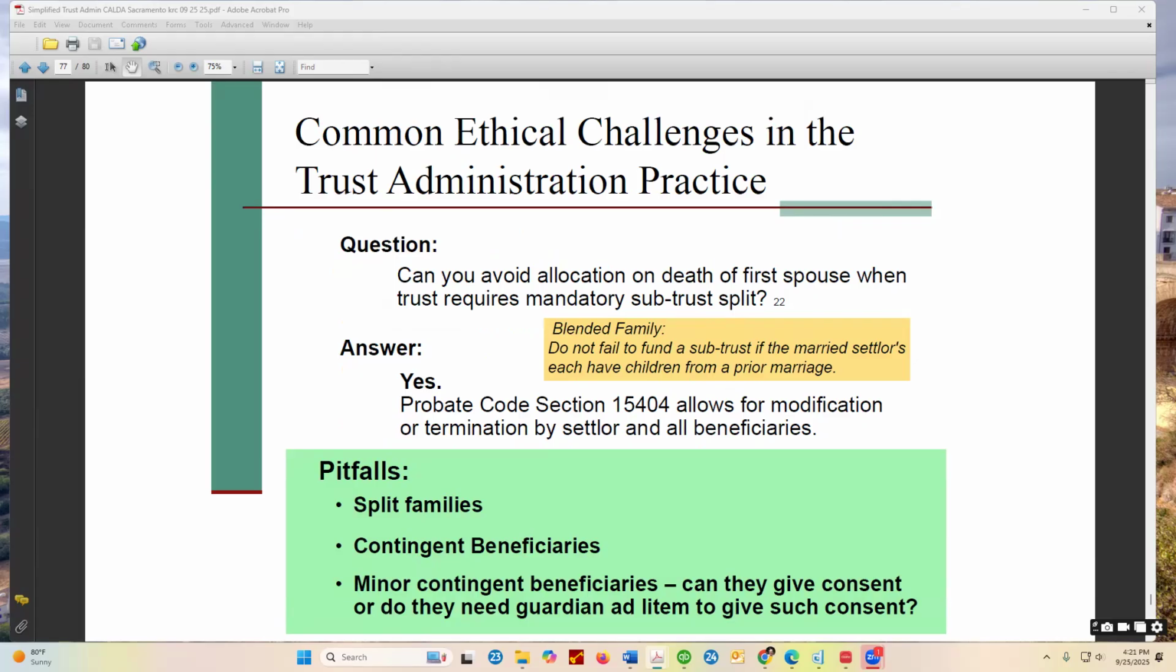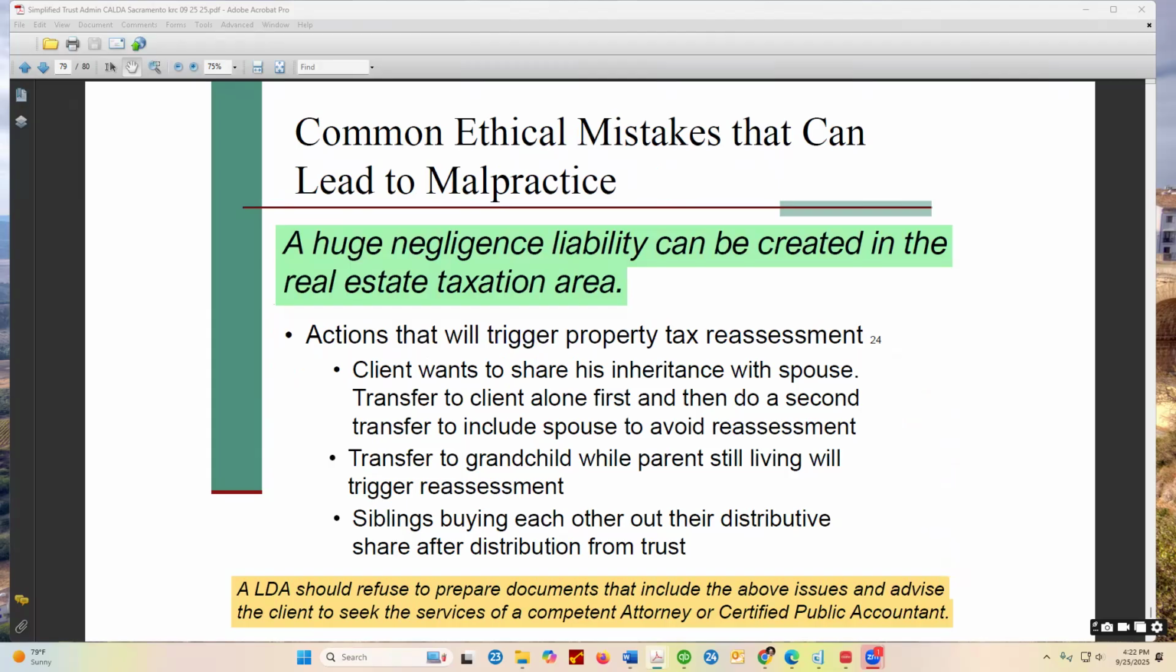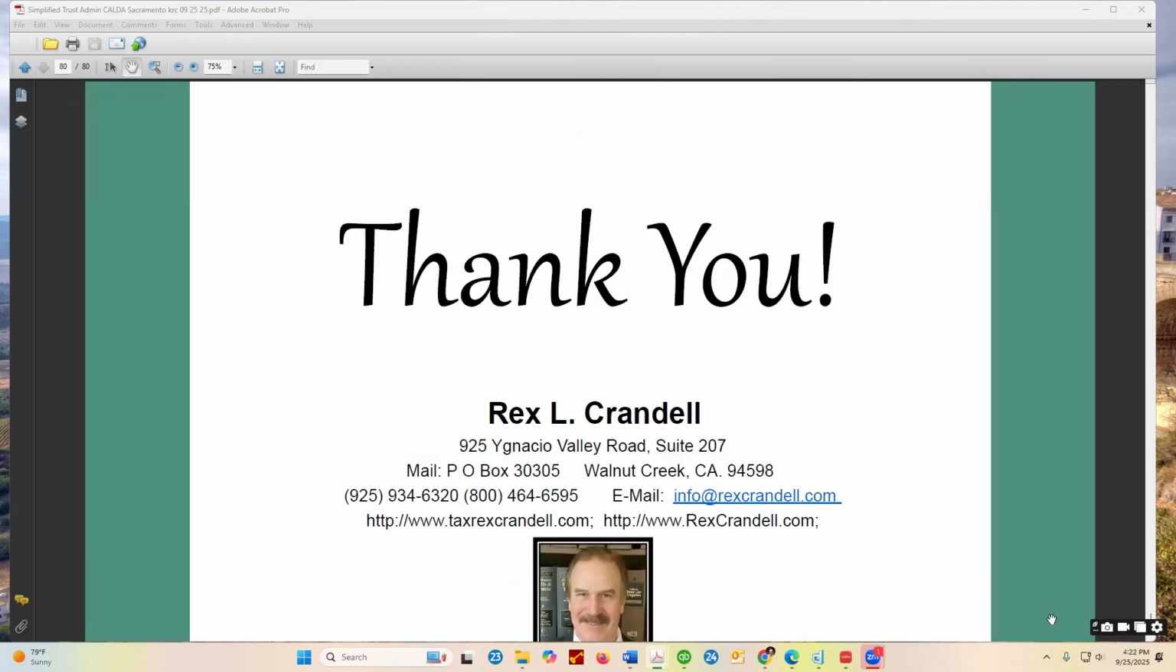You've got to make sure you treat all beneficiaries equally. Generally on death, a revocable trust is no longer revocable, it becomes irrevocable, but that really depends on the terms of the writing in the trust. Property tax is a huge area in estate and trust administration because of the high cost of real property tax after the death of a property owner.